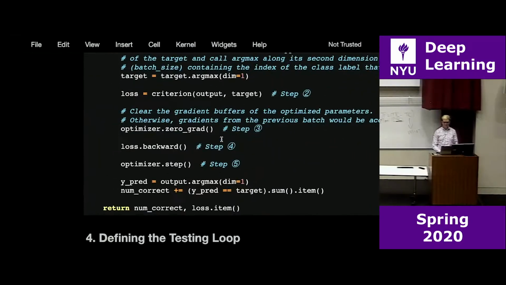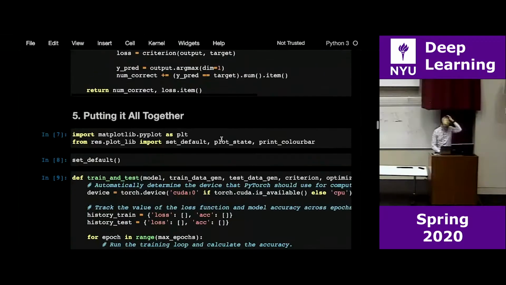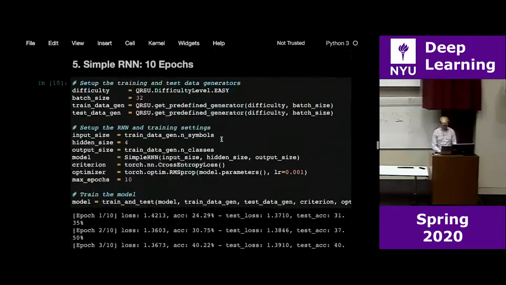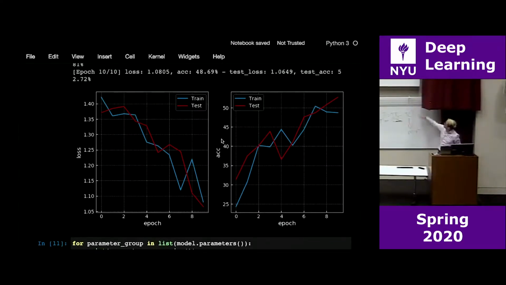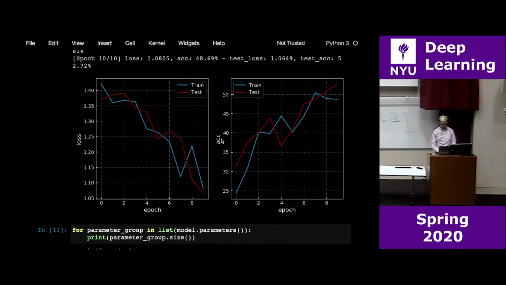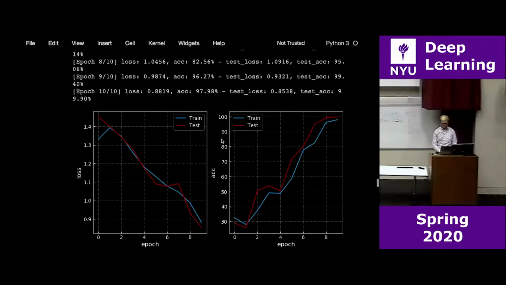If someone is missing, then you're messed up. Okay. So we now train the RNN and the LSTM, and you get something that looks like this. The RNN got up to 50% in accuracy, and then the LSTM got 100%.